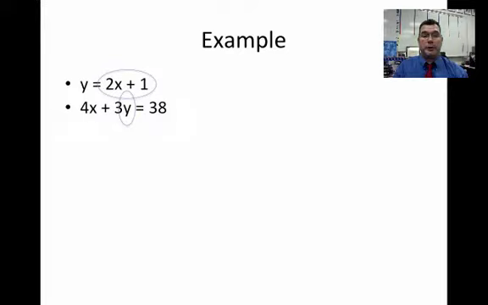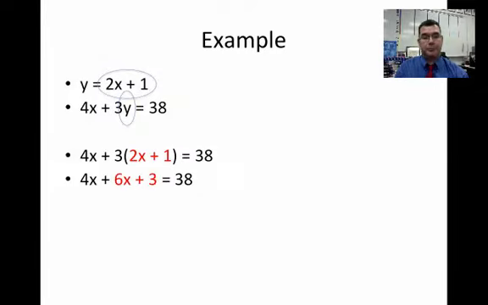So what I'm going to do is make a substitution. I'm going to replace that y with 2x plus 1. And that's what it's going to look like. And notice what happens. I went from having two equations with two variables to having one equation with one variable, and that I can solve. So I go ahead and solve it. I notice that there's a 3 outside those parentheses, so I'm going to distribute the 3 to the 2x and the 1, making the 2x into a 6x and the 1 into a 3. So now I have 4x plus 6x plus 3 equals 38, and it becomes even easier to solve.